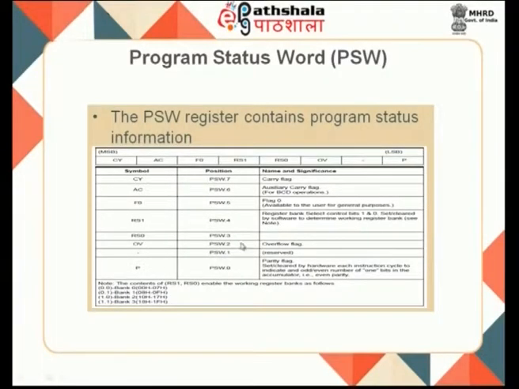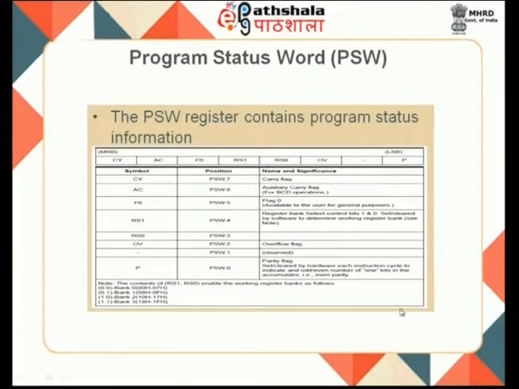And OV is nothing but the overflow flag. If I am adding two numbers, is there any overflow? During that particular operation, if I am getting an overflow in the result, then this particular flag will be set as 1. So, overflow flag. This particular bit is reserved, and the last bit is your parity bit. So, odd parity or even parity, based on that this bit will be 1.